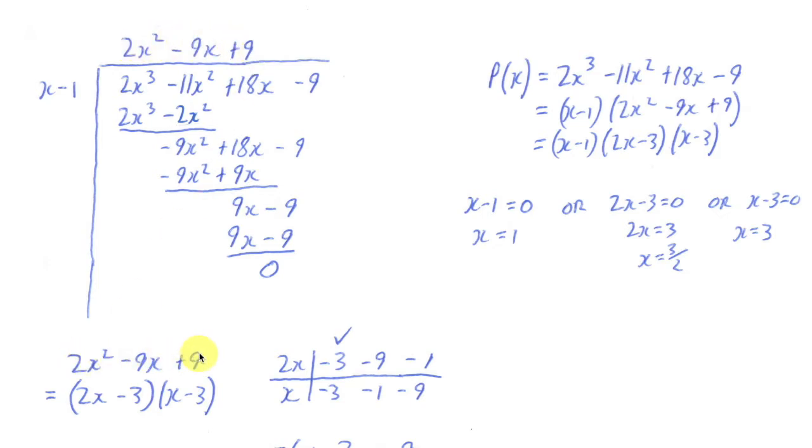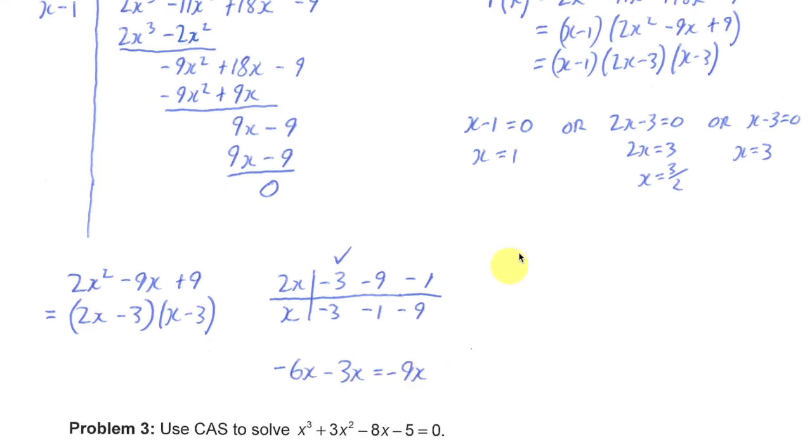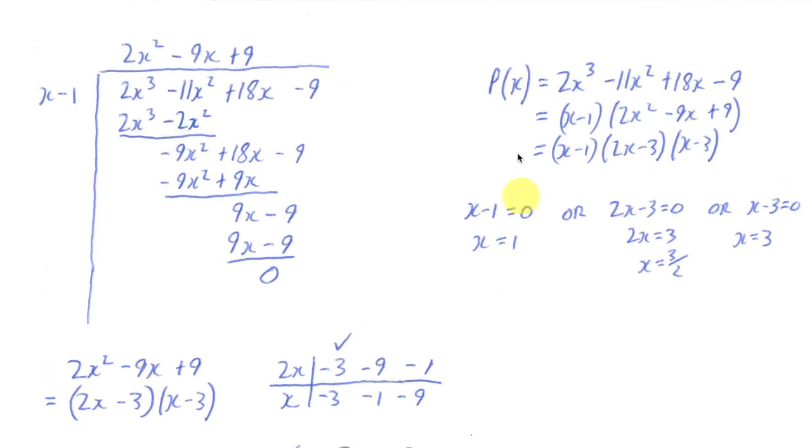Looking at this quadratic, you can see I can factorise that to get (2x minus 3) multiplied by (x minus 3). Of course, I can use the grid method or PSF. And there's all my workings. So what is it that I have? P of x is equal to this particular cubic, which is equal to 0. The cubic can be factorised to become (x minus 1)(2x minus 3)(x minus 3).